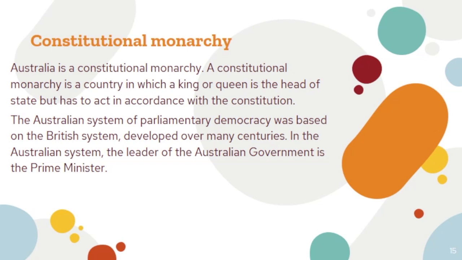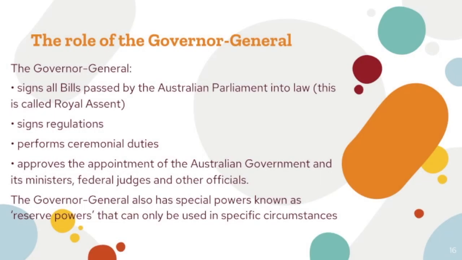The Australian system of parliamentary democracy was based on the British system, developed over many centuries. In the Australian system, the leader of the Australian government is the Prime Minister. The Governor-General signs all bills passed by the Australian Parliament into law. This is called royal assent.